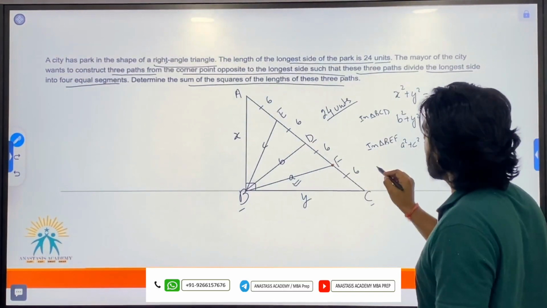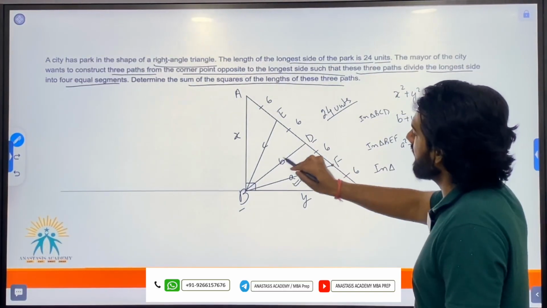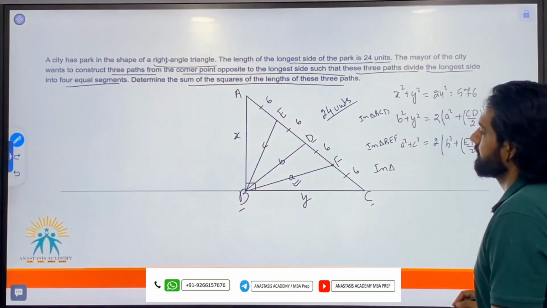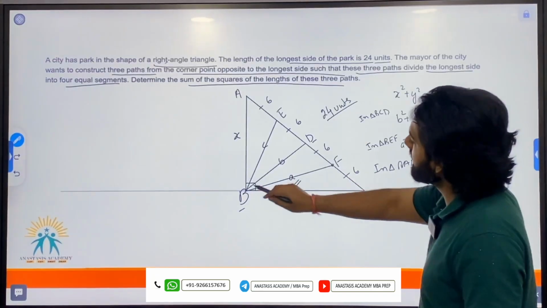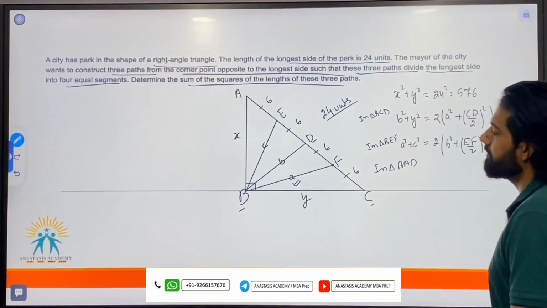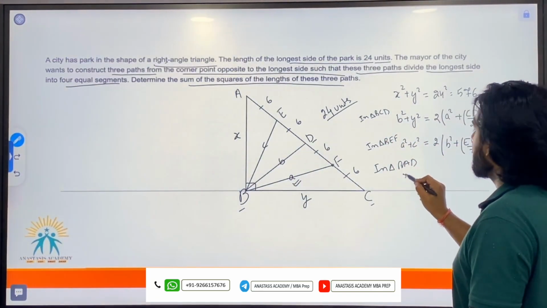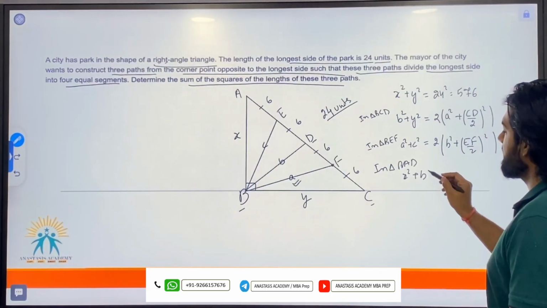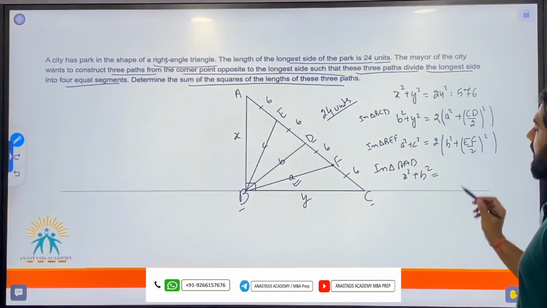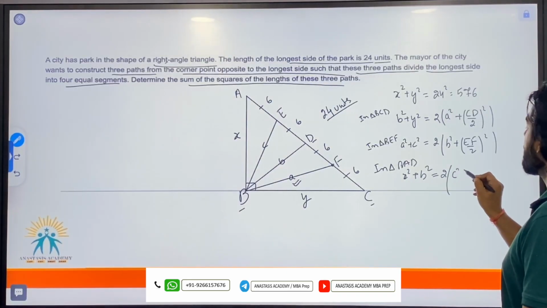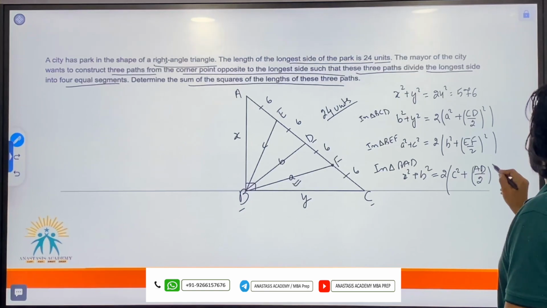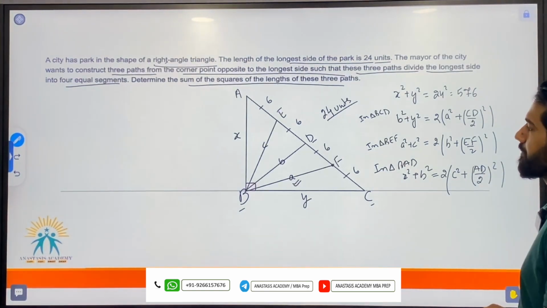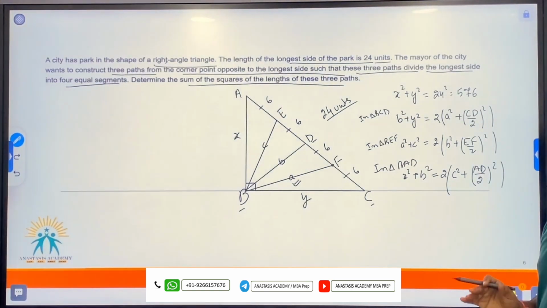And similarly in triangle BAD, the length of these two is x square, sum of lengths of adjacent side b square plus x square is equal to 2 times c square plus AD by 2 whole square, right? So these are the relations.